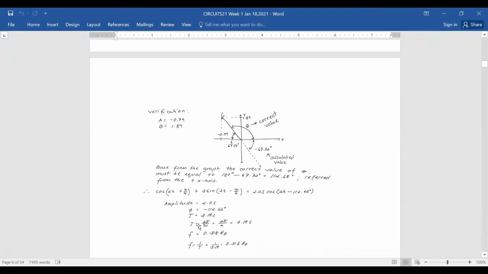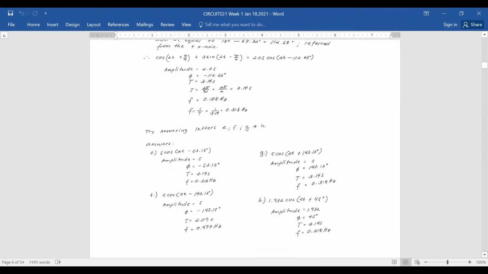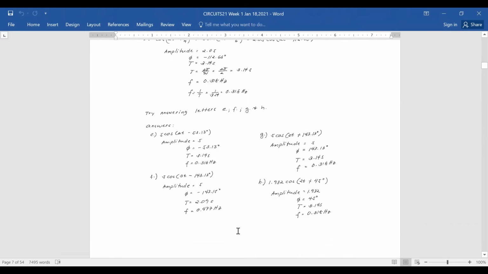Then for the period T, again following the formula, 2 pi over 2, is 3.14 seconds, and the reciprocal of this corresponds to our frequency. For the rest of our exercises, for E, by inspection, the amplitude is 5 and the angle is negative 53. T is 3.14 because we have omega equal to 2 there, same as here. The reciprocal of that is 0.318.